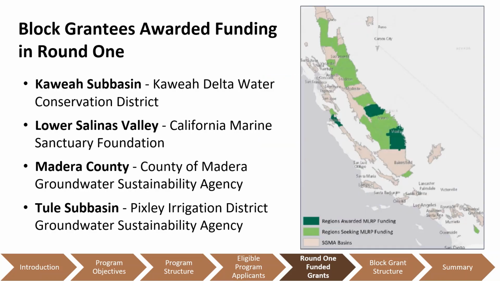Four regions were awarded funding in Round 1. In the Kaweah Subbasin for Kaweah Delta Water Conservation District and the Greater Kaweah GSA, in the Lower Salinas Valley for the California Marine Sanctuary Foundation, in Madera County for the County of Madera GSA, and in the Tule Subbasin for Pixley Irrigation District GSA.